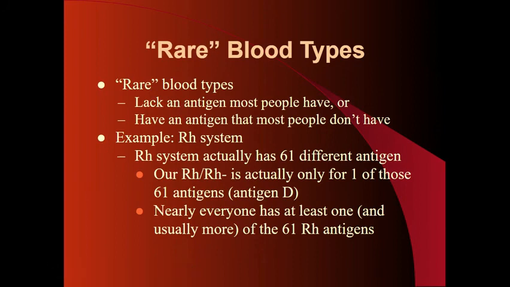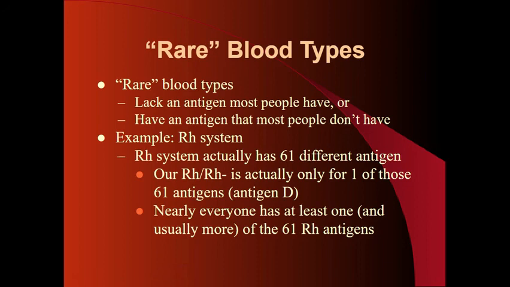Rare blood types would be blood types where an individual lacks an antigen that most people have, or they have an antigen that most people don't have. A good example of this would be in terms of the RH system. So we talk about RH positive and RH negative, but the RH system actually has 61 different antigens.